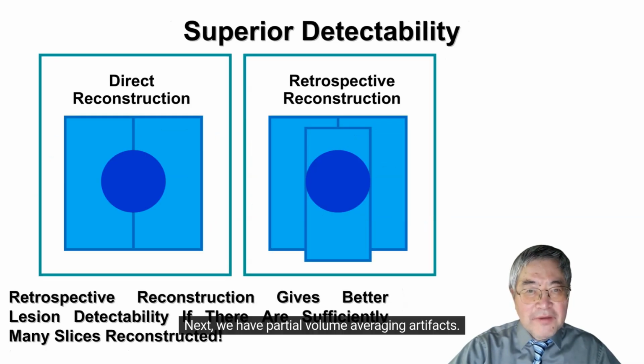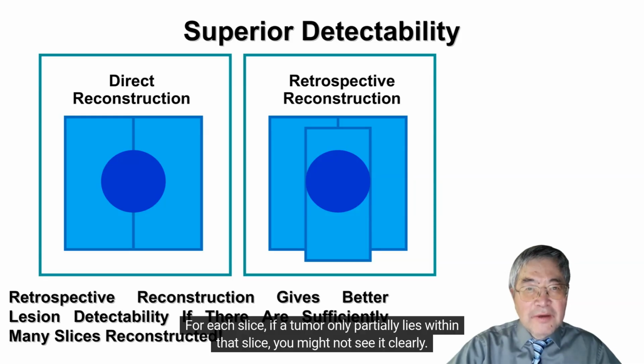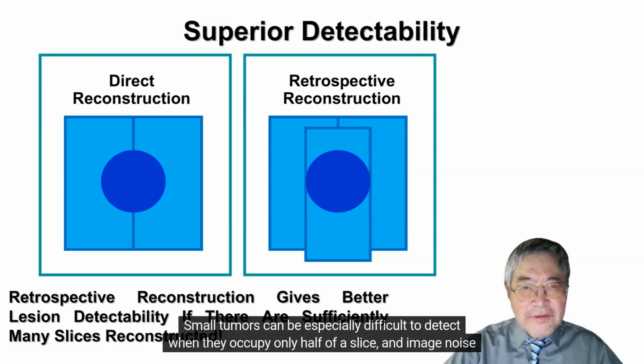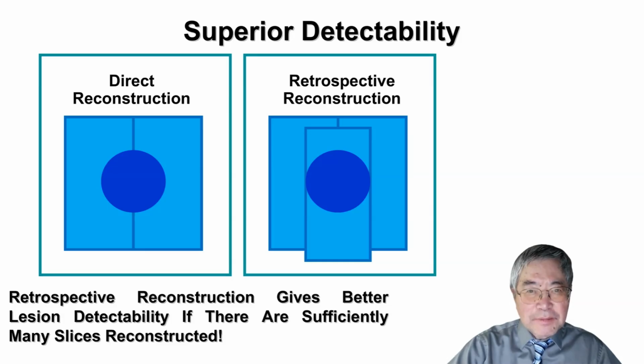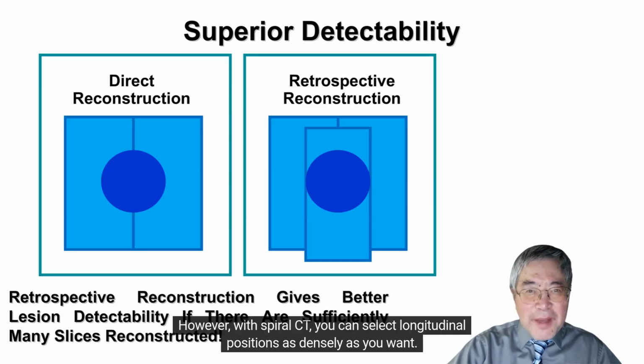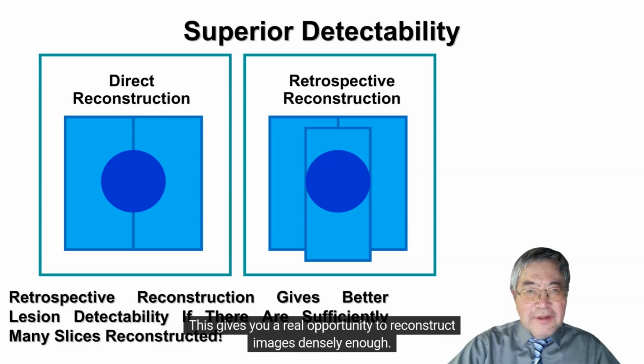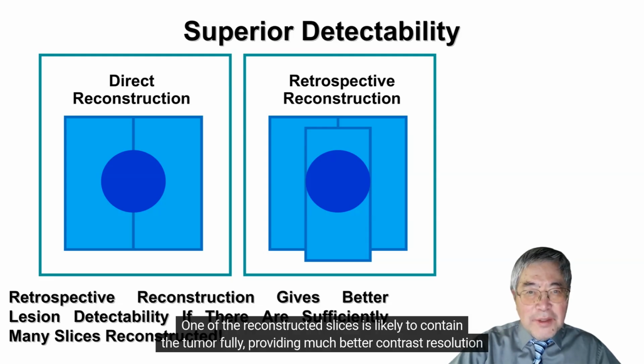Next, we have partial volume averaging artifacts. For each slice, if a tumor only partially lies within that slice, you might not see it clearly. Small tumors can be especially difficult to detect when they occupy only half of a slice, and image noise further complicates clear visualization. However, with spiral CT, you can select longitudinal positions as densely as you want. This gives you a real opportunity to reconstruct images densely enough. One of the reconstructed slices is likely to contain the tumor fully, providing much better contrast resolution and visibility.